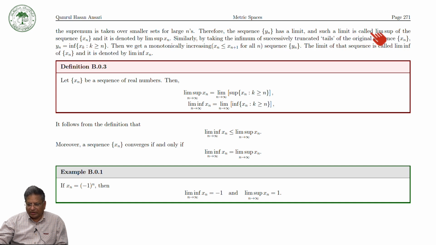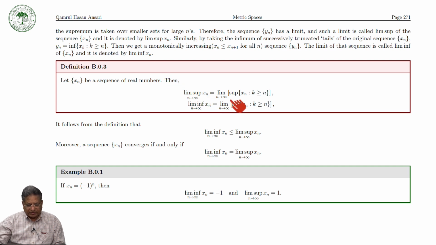Such a limit is called the limit superior of the sequence xn, and it is denoted by lim sup. Similarly, by taking the infimum of successive truncated tails of the original sequence, we get a monotonically increasing sequence yn. The limit of that sequence is called the limit inferior of xn, and it is denoted by lim inf.